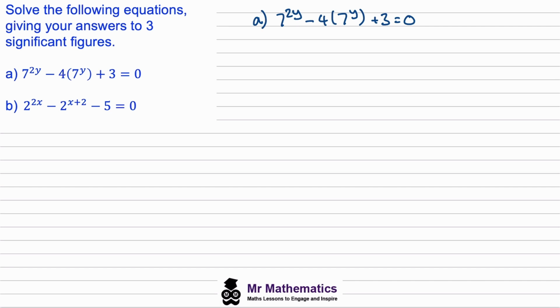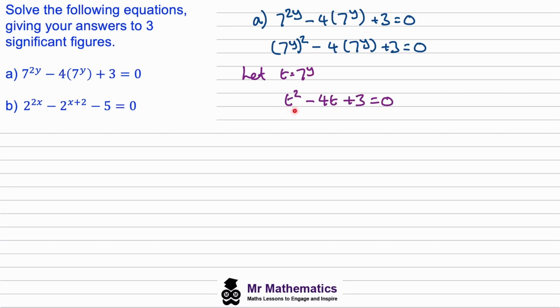We can make this more obvious by using a power rule with the 7 to the 2y. This is by taking the 2 out of the brackets. So now if we let a different variable t equal 7 to the y, we can substitute this back into this equation. So now you can clearly see that this is in the form of a quadratic equation, and we can solve this by factorizing, where we get t minus 3 multiplied by t minus 1. So t will be equal to 3, and t will be equal to 1.